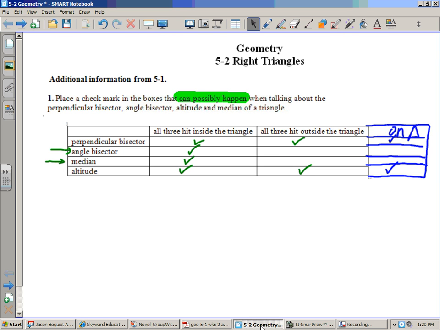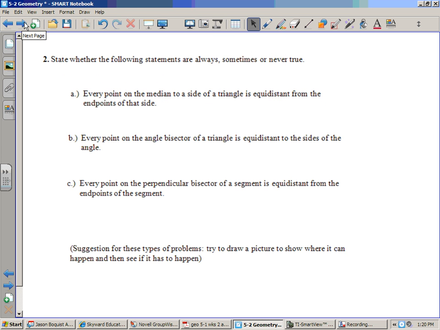All right. These next couple, I've always thought about maybe taking these questions off, but then I have seen them on some standardized tests. So I've decided to keep them on there. That's really the only reason. So we're going to state if it's always true, sometimes true, or never true. My little hint down here, it says suggestions, is try to draw a picture and show where can it happen, and then see, does it have to happen?